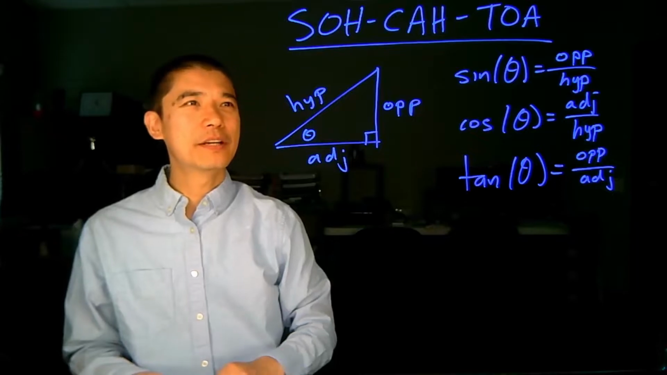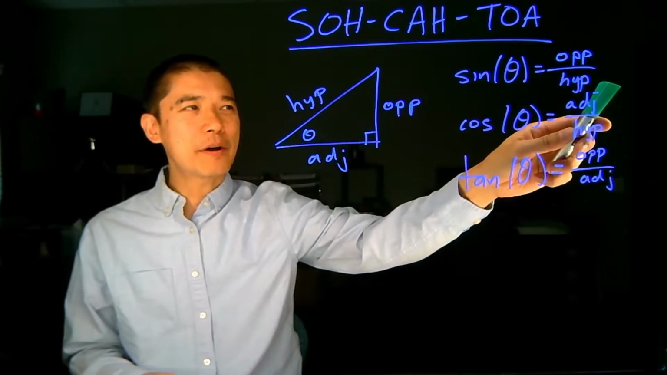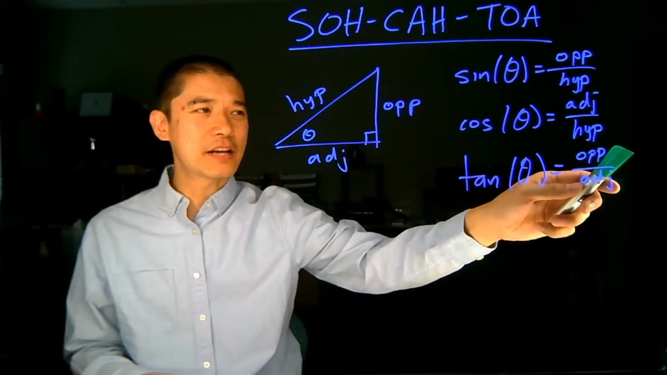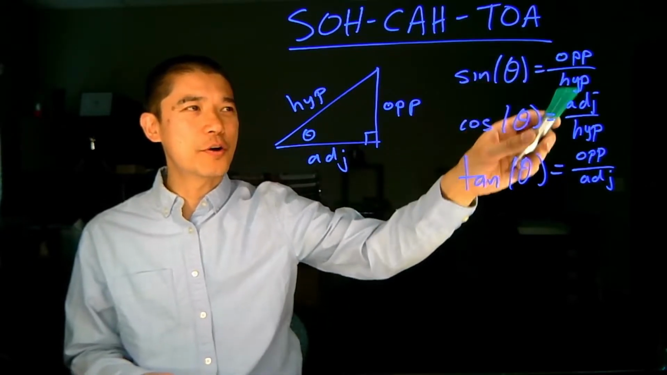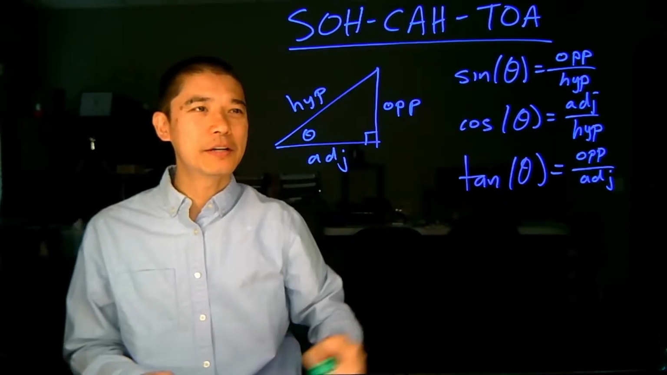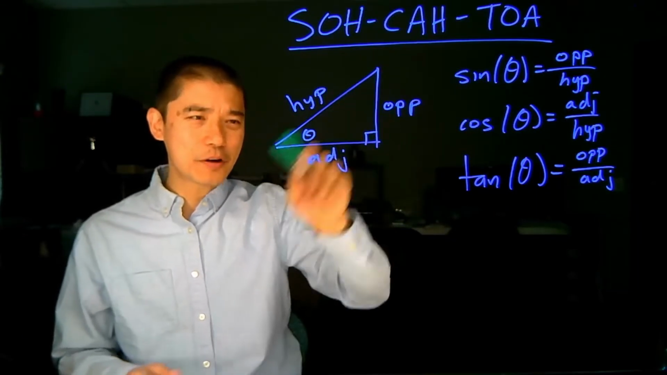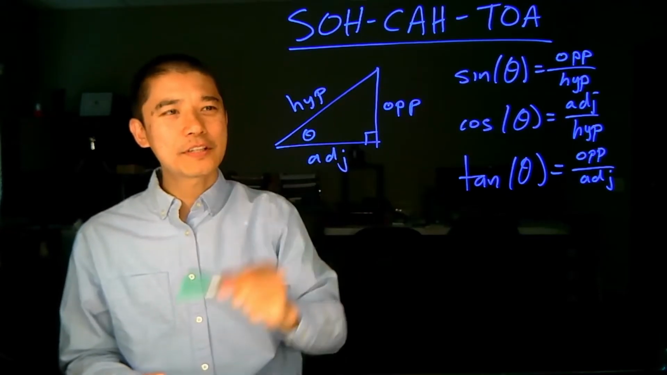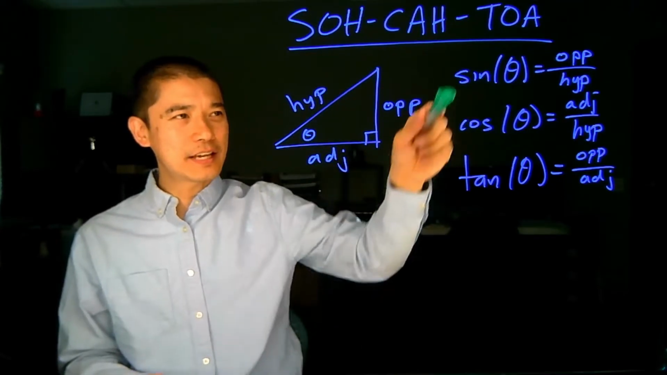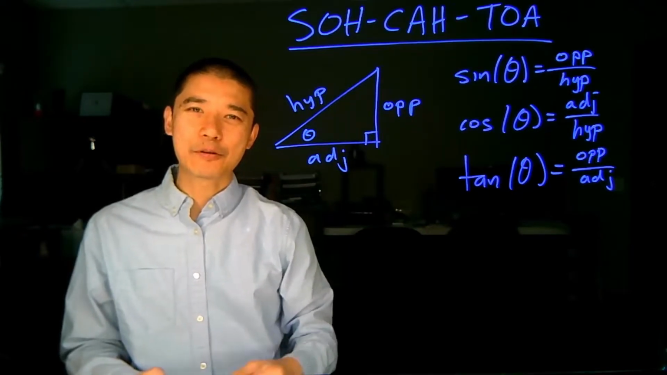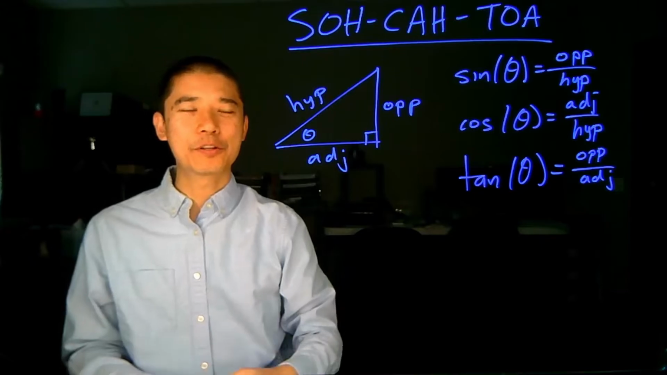What does it mean? Sine is opposite over hypotenuse, cosine is adjacent over hypotenuse, and tangent is opposite over adjacent. So that's the SOHCAHTOA. And all it says is that if we take these parts of the right triangle relative to some angle, we can actually set up relationships that give us these different trigonometric functions. And we'll see later how these relate back to the formulas we used using points on a plane.